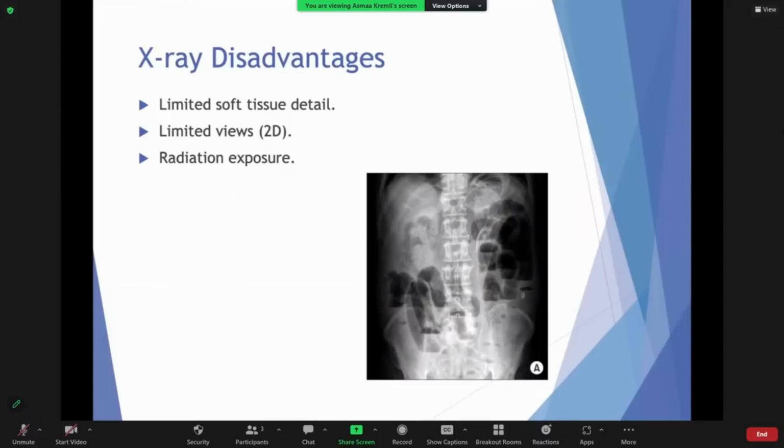X-rays typically only produce images from one or two angles, making it difficult to fully evaluate complex conditions or structures. The third disadvantage is the radiation exposure. Though it uses low exposure, X-rays still use ionizing radiation, which can increase the risk of cancer with repeated exposure. This may be a concern for some patients, especially pregnant women. These are mainly the X-ray modality.